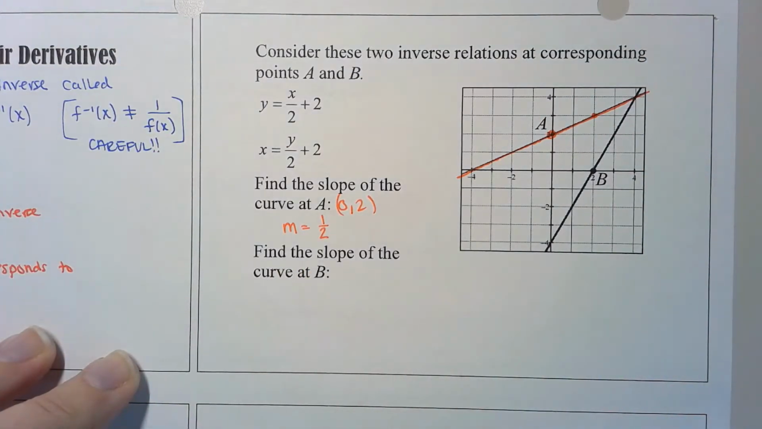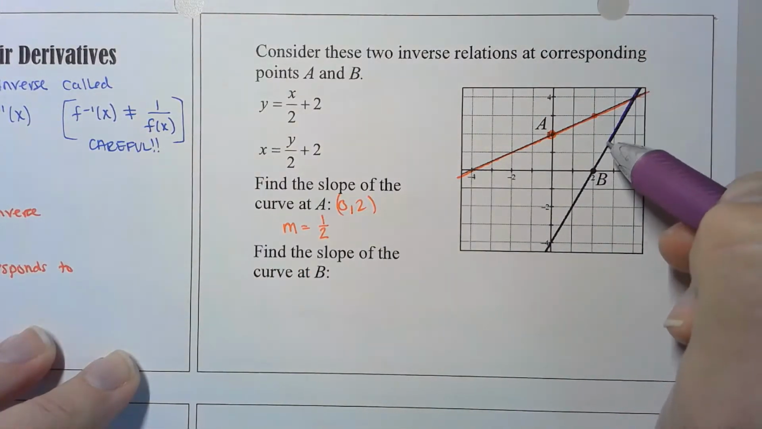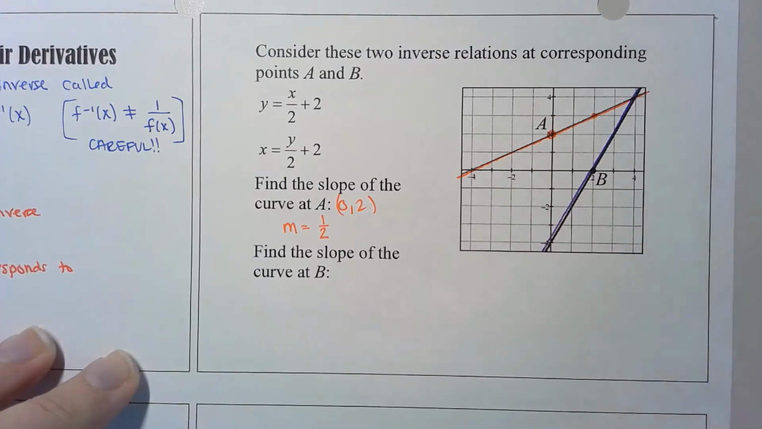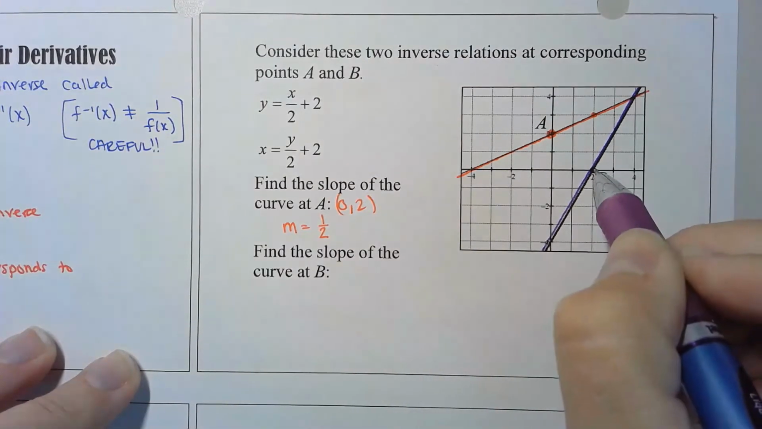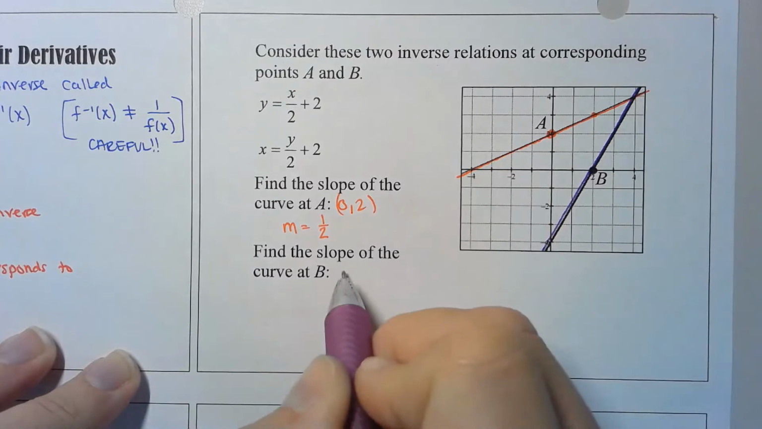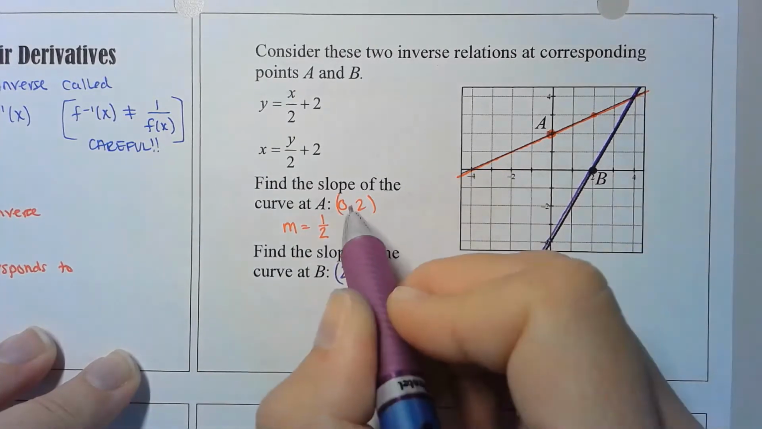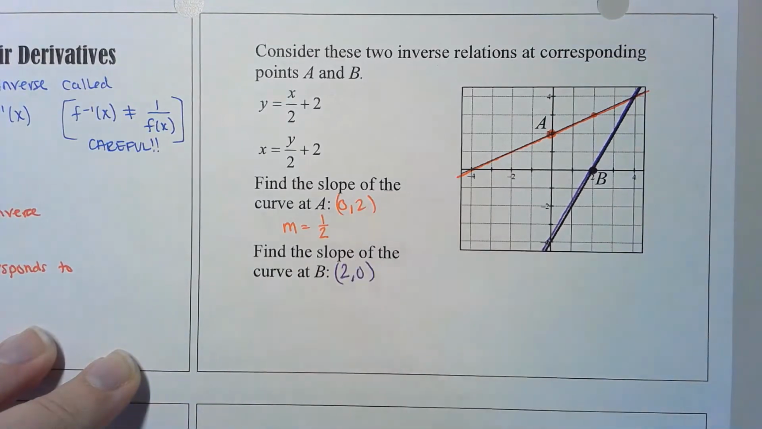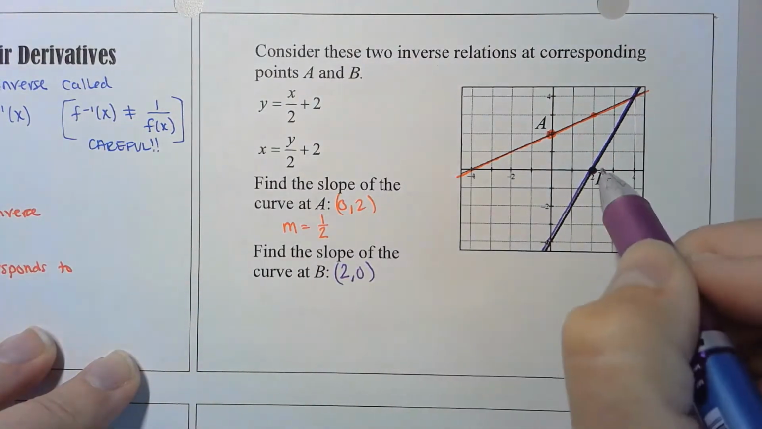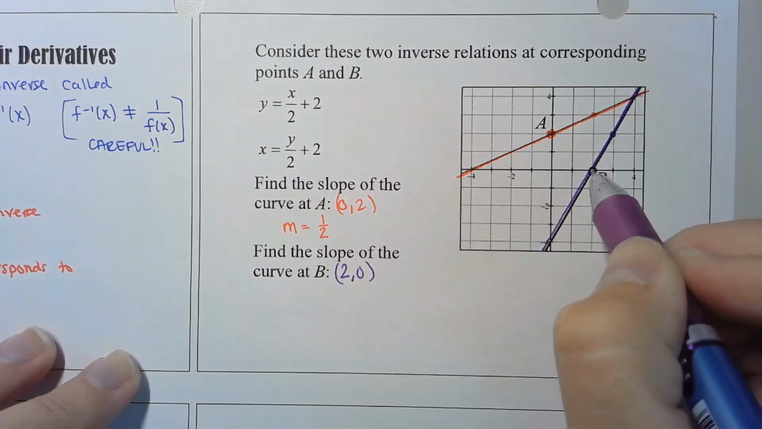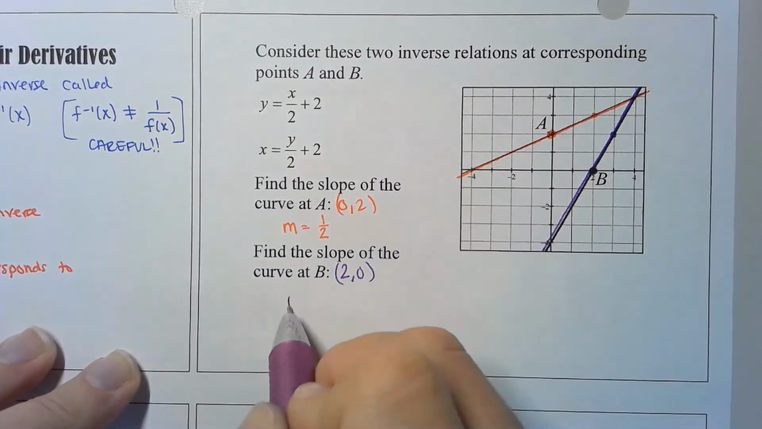Okay, well, let's take a look at its inverse. It's a thicker line. I'm trying to make it purple, but you probably can't tell. And here's point B. Point B is the point 2, 0. Oh, look at that, 0, 2, 2, 0. Corresponding points. The slope of the purple line looks like up 2 over 1.